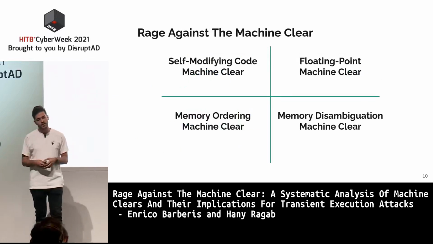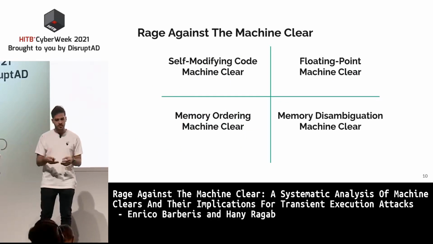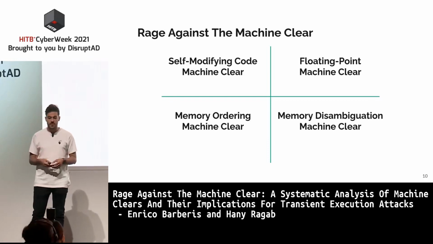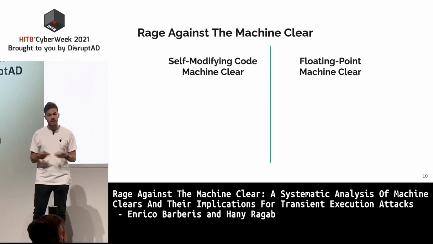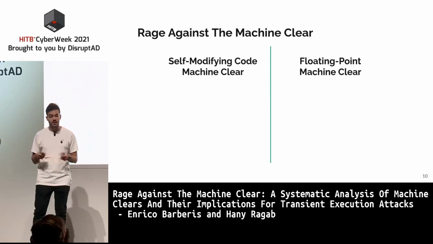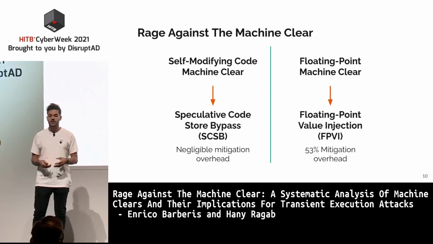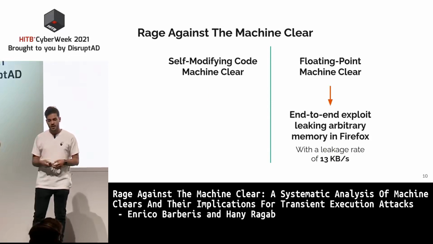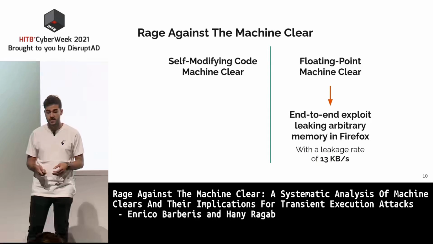In this work, we performed the reverse engineering and the security analysis of the four main types of machine clear, which are self-modifying code, floating point, memory ordering, and memory disambiguation machine clear. Two of these four types led us to obtain completely new transient execution attack primitives. The first one is called speculative code store bypass, which is based on a self-modifying code machine clear. And the second one is called floating point value injection, which is based on a floating point machine clear. Furthermore, the floating point value injection primitive led us to mount an end-to-end exploit, leaking arbitrary memory addresses inside the Firefox web browser with a leakage rate that can reach up to 13 kilobytes per second.